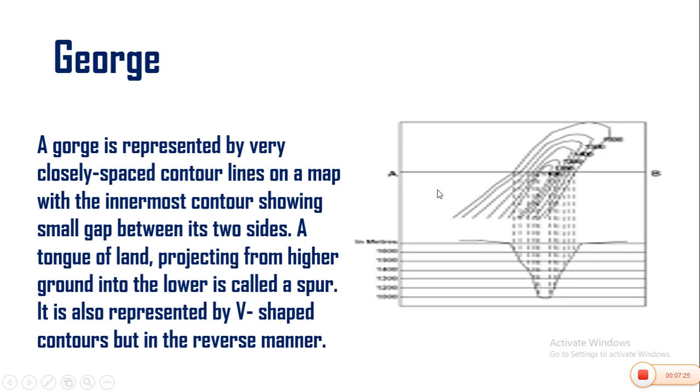Then the next feature we'll be looking at is a gorge. A gorge is represented by very closely spaced contour lines on a map, with the innermost contour showing a small gap between its two sides. It's a tongue of land projecting from higher ground into the lower. It can also be called a spur. It's also represented by a V-shaped contour, but in a reversed manner. This is how a gorge is represented on a topographic map. You see the difference between it and the valley is that this one is represented in a reversed manner. It's turned upside down. If you look at the contour lines, they are close together.